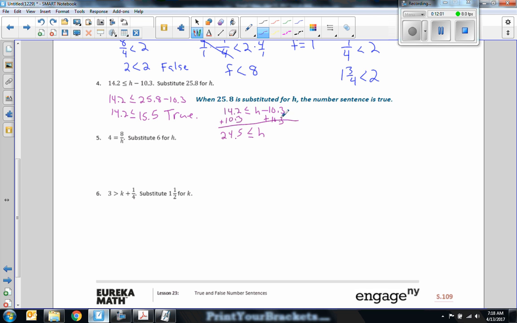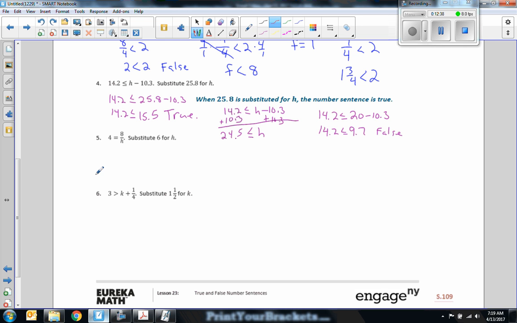So if I add 10.3 to both sides, I get 24.5. So the number has to be less than 24.5. So any number less than 24.5 will make this true. So let's choose 20. So if I say 14.2 is less than or equal to 20, which is my h, minus 10.3, and I take 14.2, 20 minus 10.3 is 9.7. 14.2 is not less than 9.7. This is false.